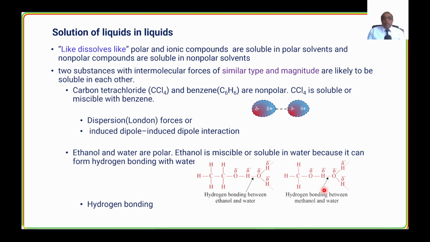Because of this hydrogen bonding, ethanol and water are soluble in each other. Methanol and water are soluble in each other. But as the number of carbons increases, you see here you have 1 carbon, in the case of ethanol you have 2 carbons. As the carbon number increases, the solubility in water decreases, because the molecule becomes more non-polar than polar, so it becomes less water soluble as the carbon chain gets longer. So this is a dipole-dipole interaction, a special type of dipole-dipole interaction. We call it hydrogen bonding.